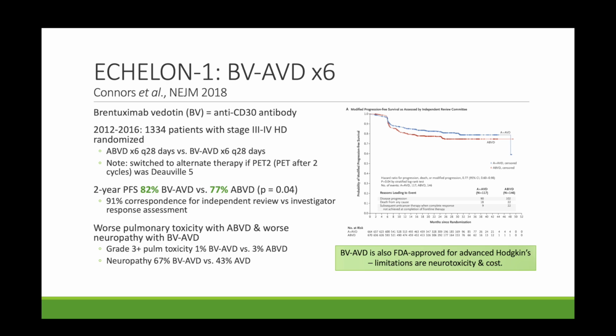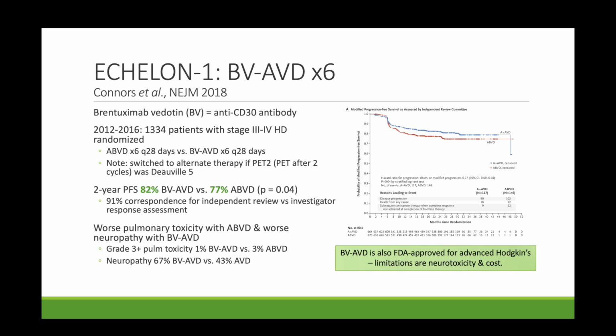As far as I know, the abstract for this study was presented at ASCO 2023, and we are still awaiting publication. But this trial looked at different systemic therapy. So they compared, for patients with advanced stage Hodgkin disease, BV-AVD, which was established based on Echelon 1, compared to nivolumab and AVD. So BV-AVD compared to nivo-AVD. And nivolumab is an immunotherapy that is a PD-1 inhibitor.